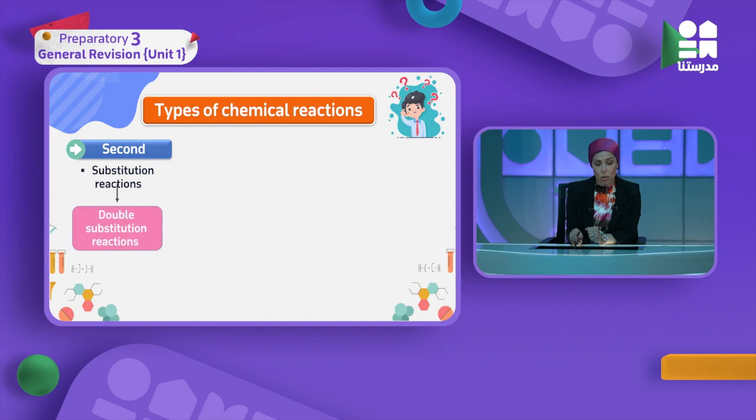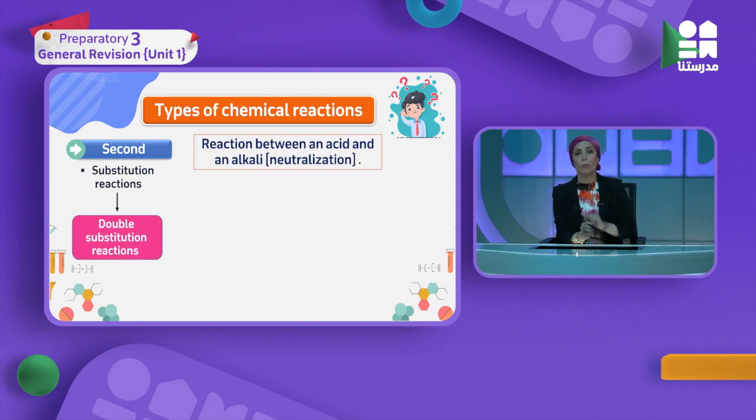Now let's see the second type, double substitution. One of the most important reactions in double substitution is the neutralization reaction. This is a common question: what is meant by neutralization reaction? Very simply, I say it is a reaction between acid and alkali forming salt and water. By salt I don't mean table salt, I mean any salt. So acid plus alkali gives out salt and water.